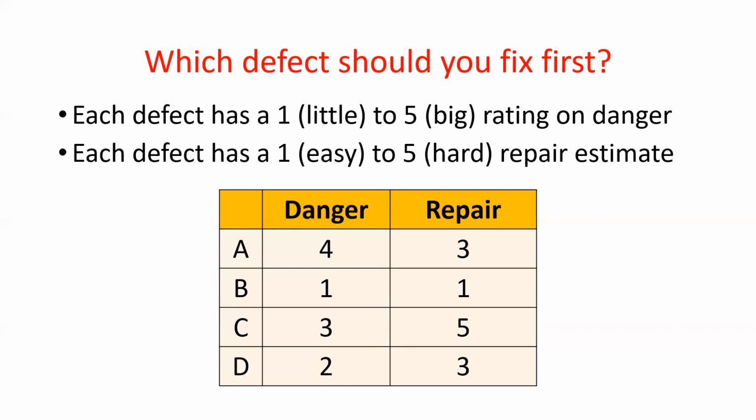Okay, I would go for definitely A over C. A has a higher danger and it's easier to repair. Is everybody good with that? B isn't much of a danger, even though it's easy to repair. D again is not much of a danger. It's the same effort to repair as A, but A has much greater danger. And C has a moderate amount of danger, not as much as A, but it's harder to repair than A. So A would be the answer. Okay, moving on then.